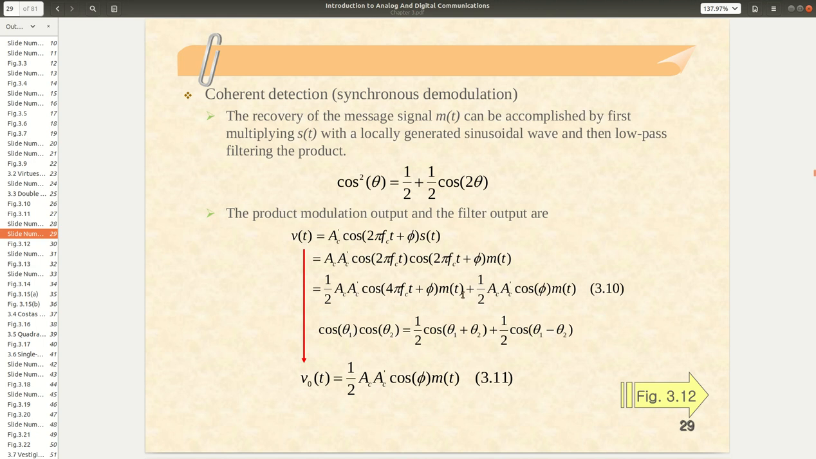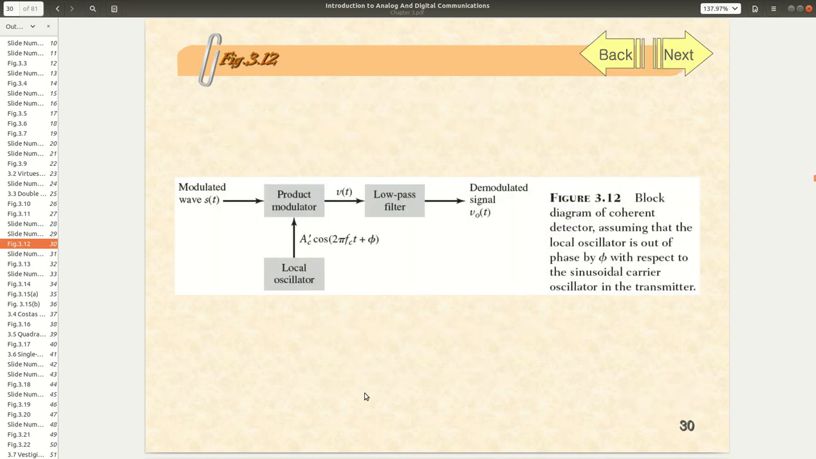The high frequency term is what we will remove by using the filter, and what remains is the signal that we want to recover, m(t), multiplied by something here. This is just a phase, and this is amplitude. So this is the block diagram of the coherent detection.